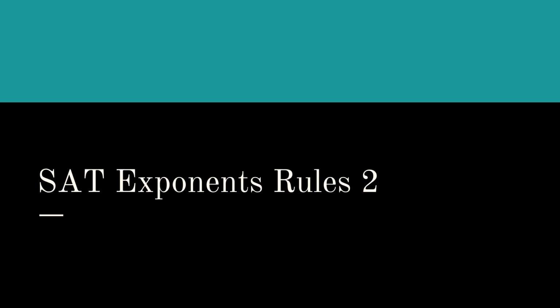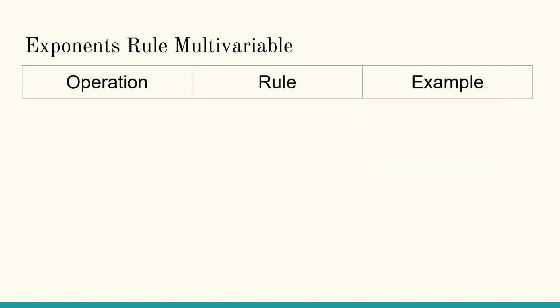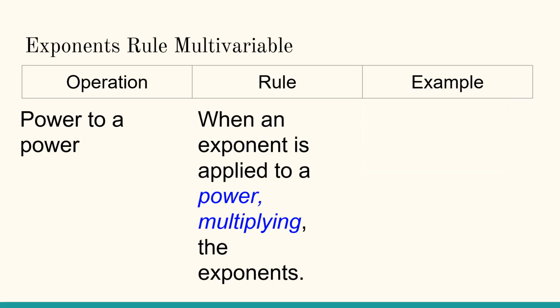Today we're going to talk about exponent rules 2. Now back from the first video, we're going to learn about exponent rules for a multivariable. So the operation we're going to do is power to a power. And as we know, the rule says when an exponent is applied to a power, we're going to be multiplying the exponent.